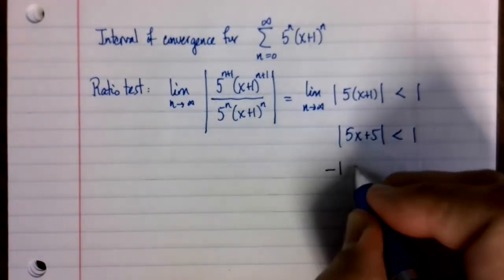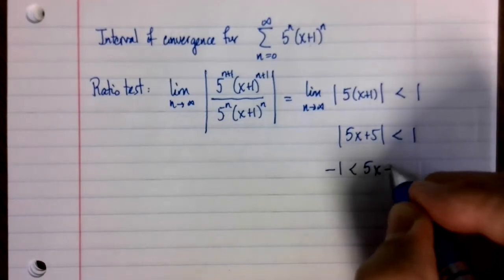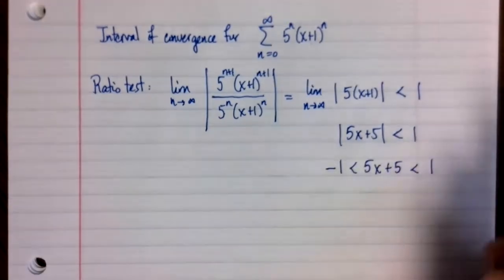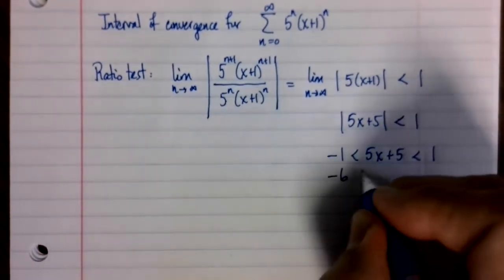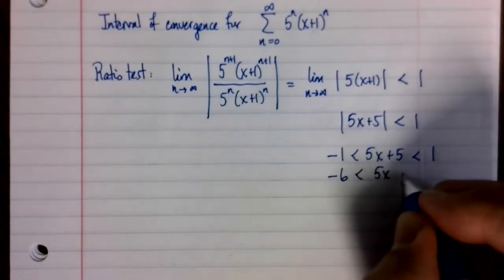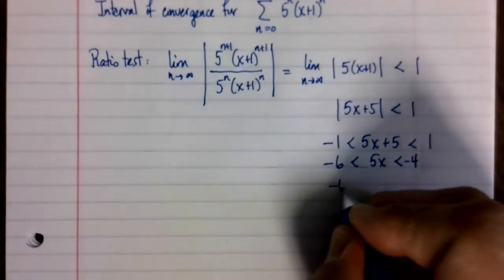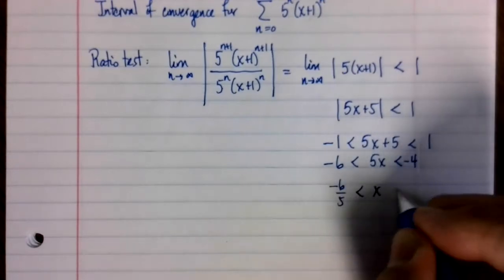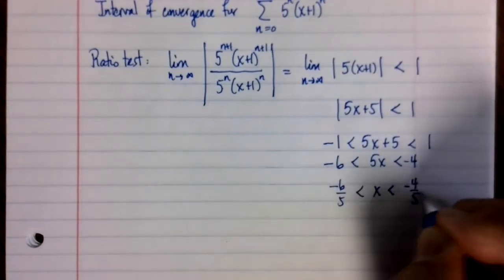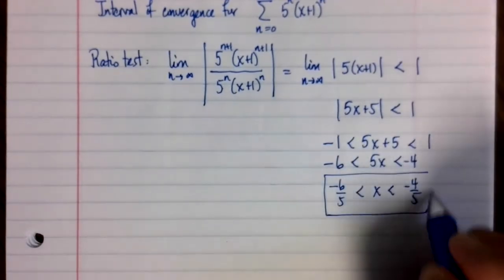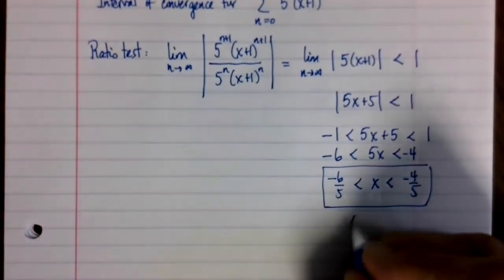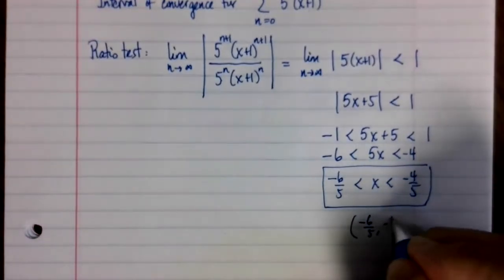Written another way, negative 1 is less than 5x plus 5, less than 1. Subtract 5, negative 6 is less than 5x, less than negative 4. And then dividing by 5, negative 6/5 is less than x, less than negative 4/5. And so this would be the interval of convergence. If I were to write this in interval notation, I get negative 6/5, negative 4/5.